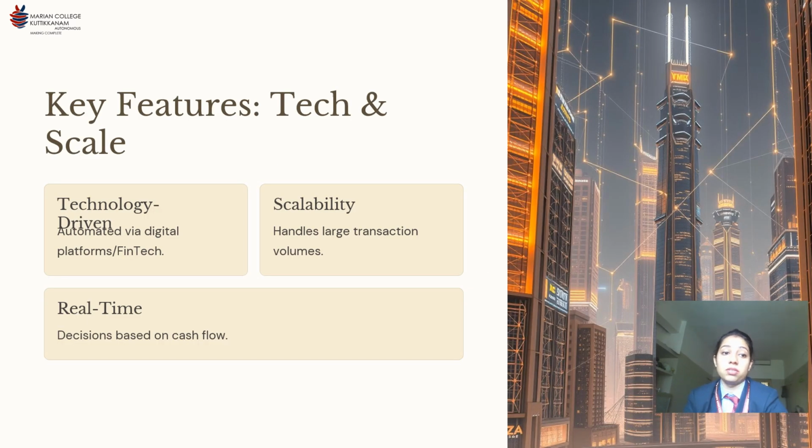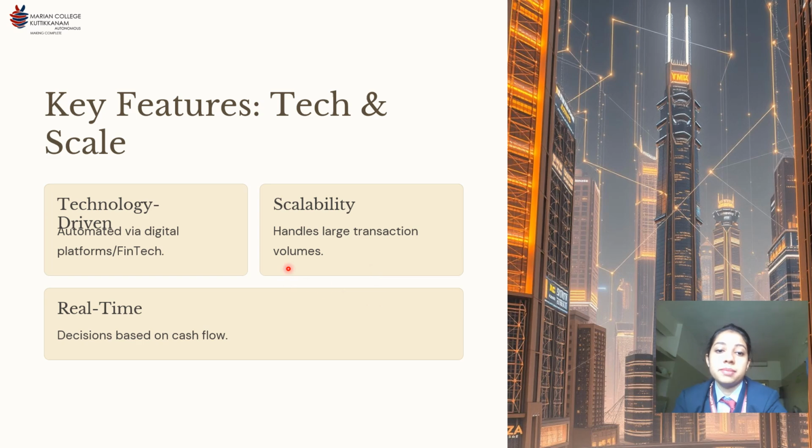Now the key features of dynamic discounting. The first one is technology driven. How is it connected with technology? Dynamic discounting often relies on digital platforms or financial technology, like fintech companies, right? The technology helps to automate the process, which makes it easier for the buyers and suppliers to negotiate and execute early payment. We know that everything is automated now. Even the application of AI in this field will help buyers and sellers with better cash flow management.